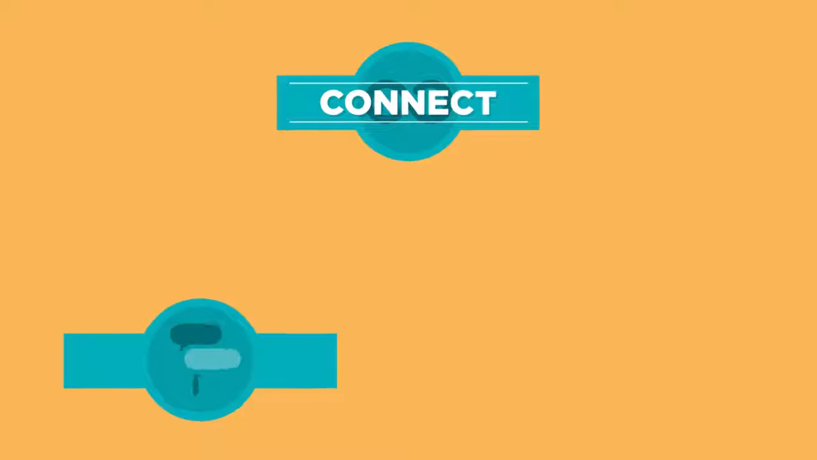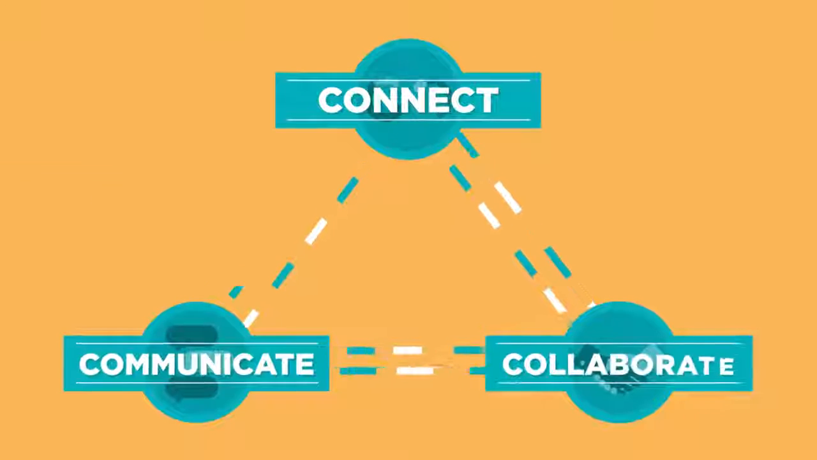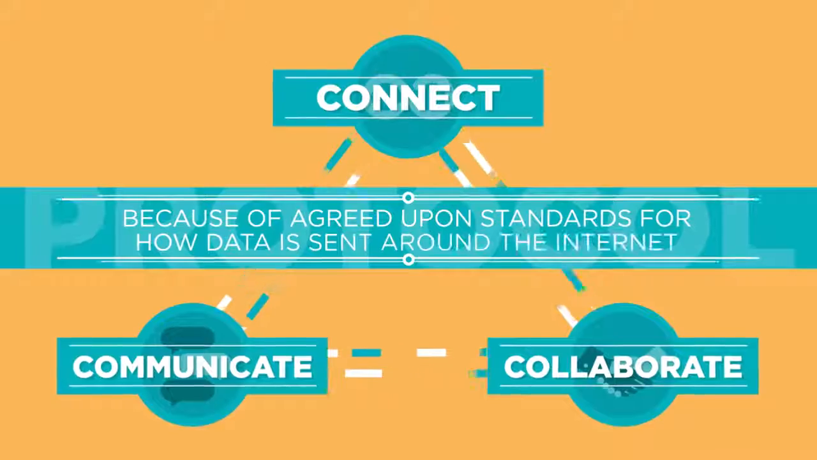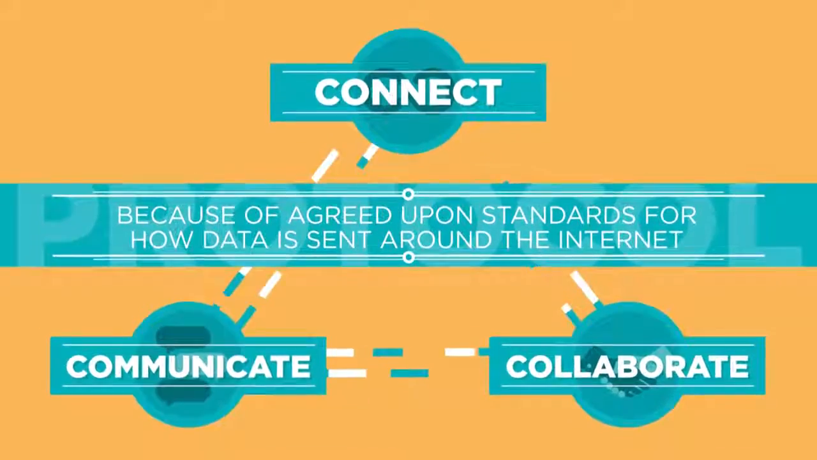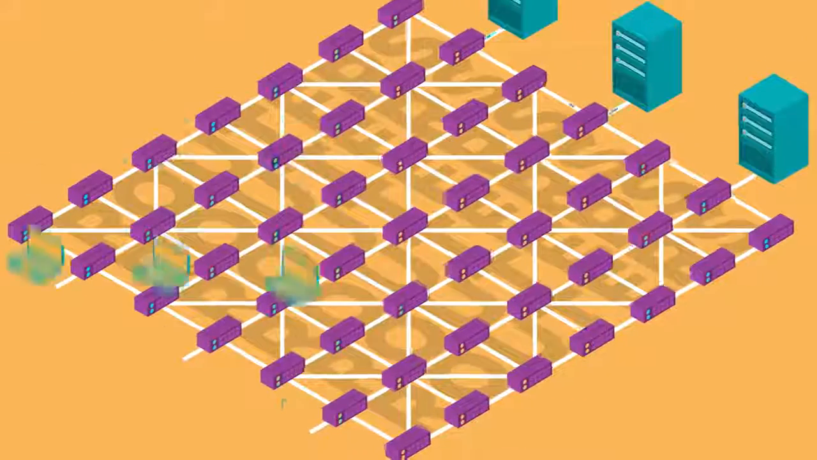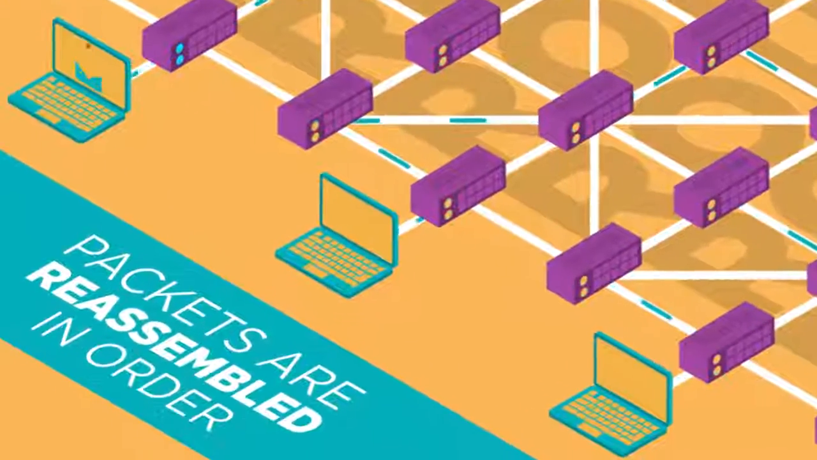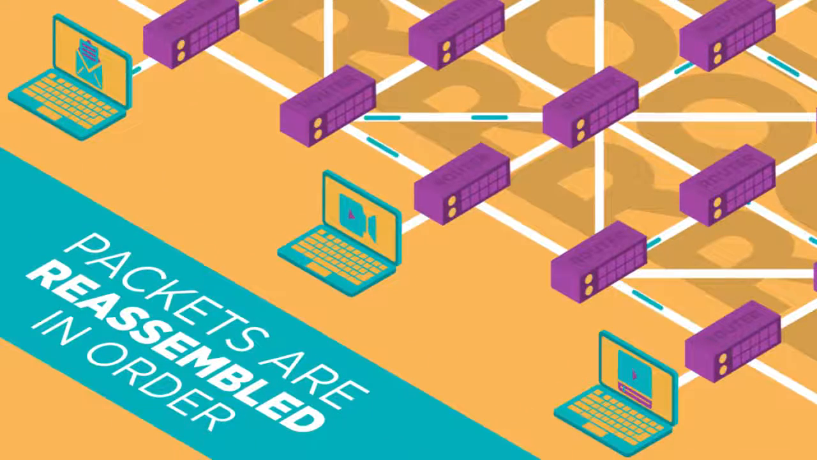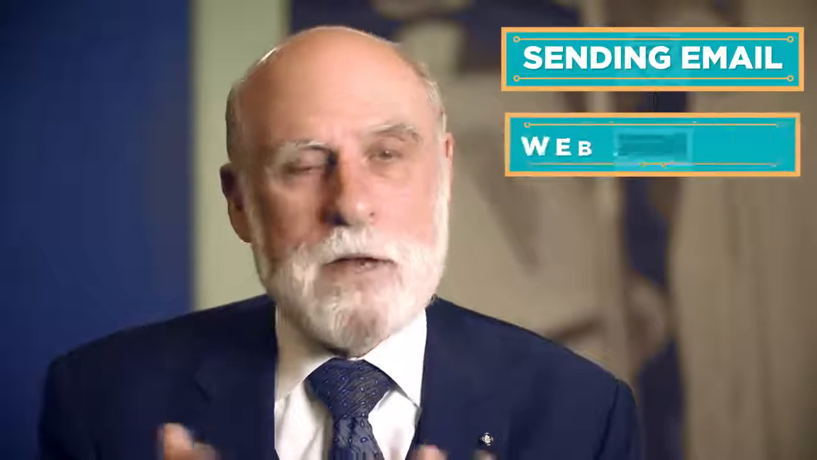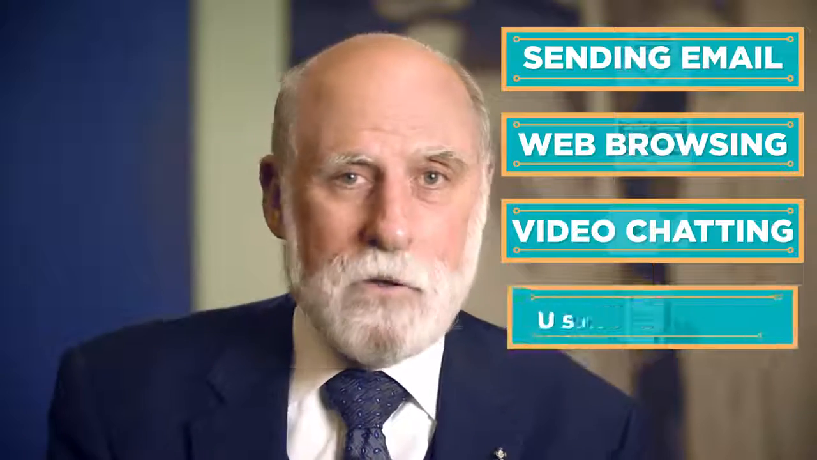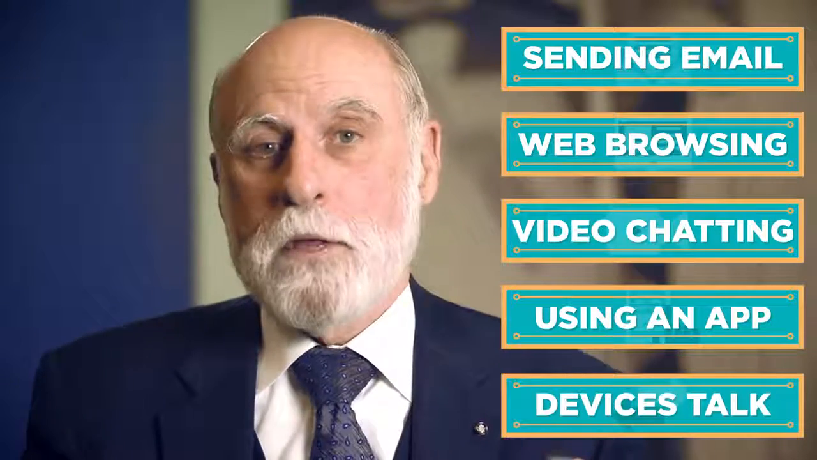The internet is made of hundreds of thousands of networks and billions of computers and devices connected physically. These different systems that make up the internet connect to each other, communicate with each other, and work together because of agreed upon standards for how data is sent around on the internet. Computing devices, or routers along the internet, help all the packets make their way to the destination where they're reassembled if necessary in order. This happens billions of times a day, whether you and others are sending an email, visiting a web page, doing a video chat, using a mobile app, or when sensors or devices on the internet talk to each other.